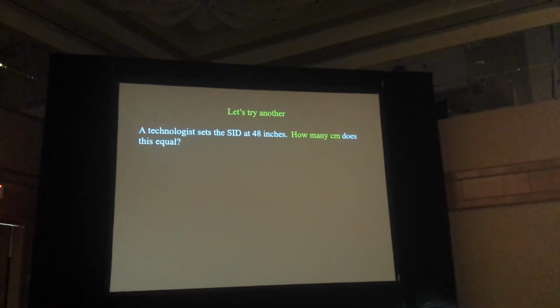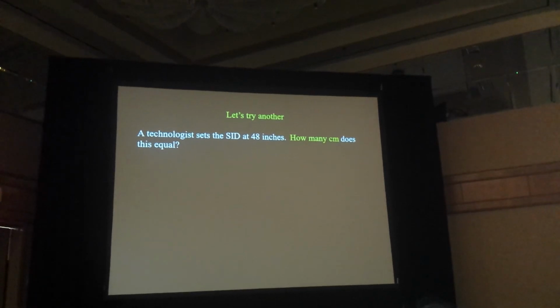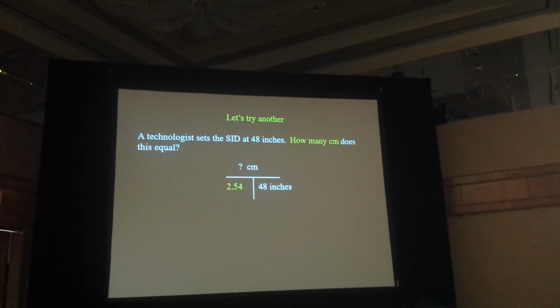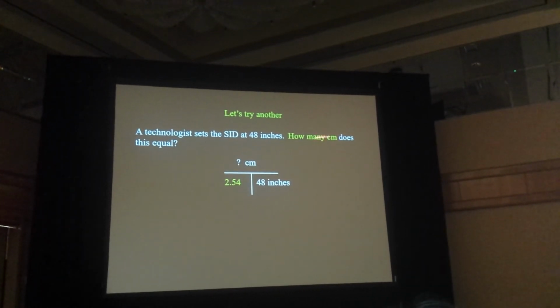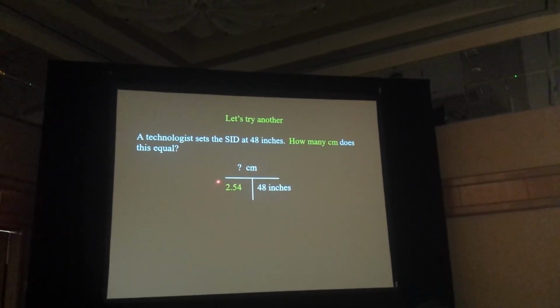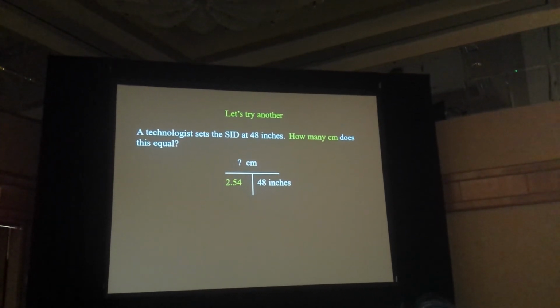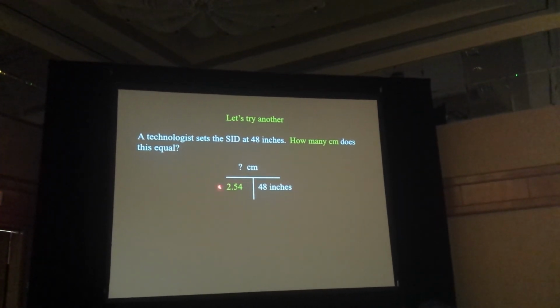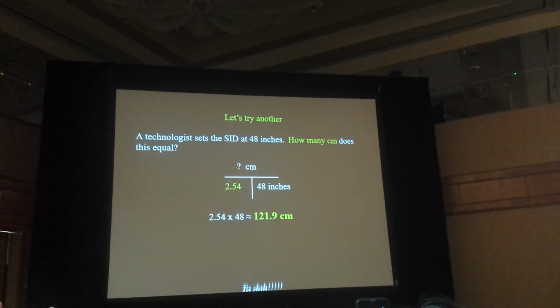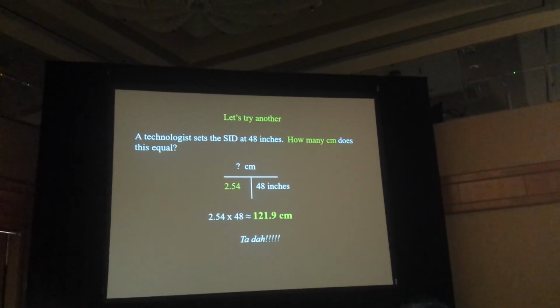Let's try another. The tech sets the SID at 48 inches. How many centimeters does this equal? Well, you've got your T format. How many centimeters? That's already known. Here's our conversion factor, 2.54. 48 inches, so 2.54 times 48. They all work out the same way. Left to right is multiply, top down is divide. Approximately 122 centimeters. How's that? A little slow on the button.